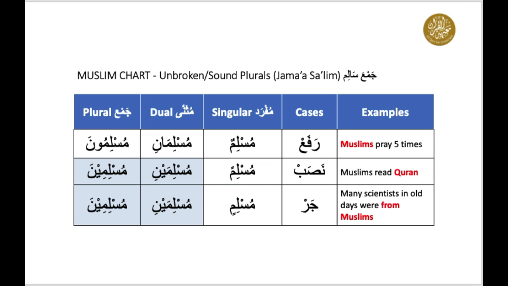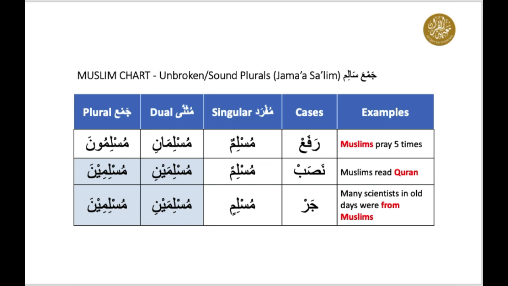Let's understand the Muslim chart, unbroken sound plural, jama salim, for masculine. There are 5 columns on this chart. The first column has examples. The second column has i'rab or its status, also called cases. Then 3 numbers in 3 columns: singular, dual and plural. Let's understand the sentence with the examples and see what role the noun is playing in that sentence.